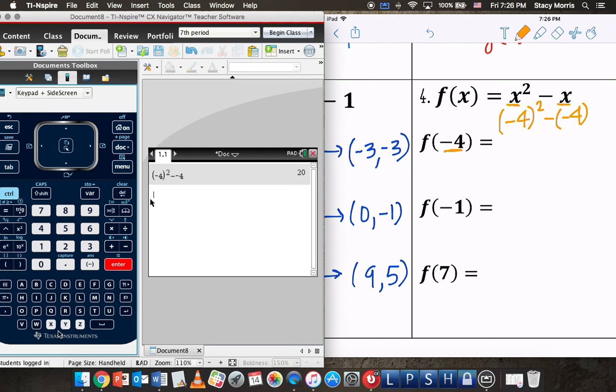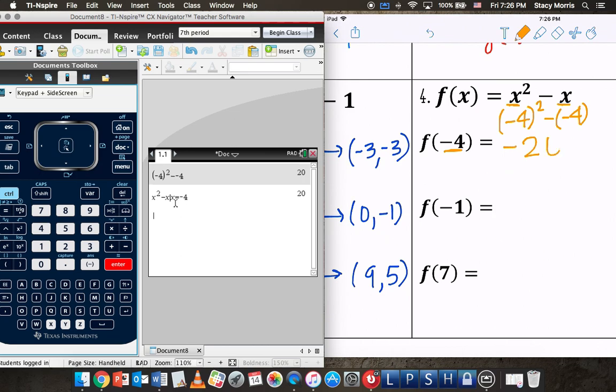So we could type in x squared minus x and then do control equals to get that vertical bar, and we want to evaluate that. So basically that vertical bar is saying evaluate that when x equals -4. So I want to know, what does x squared minus x equal when x is -4? And that gives me 20. So same thing when I type it in that way. Okay. So 20 is that one.